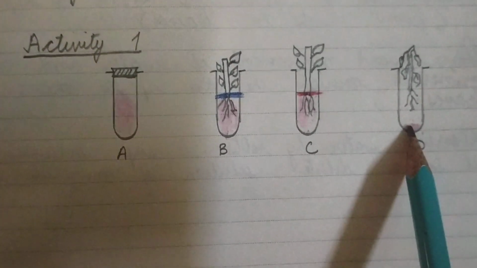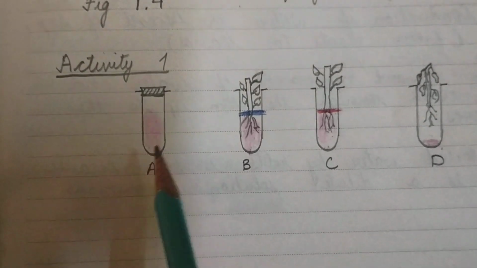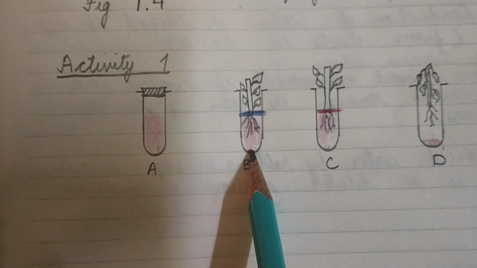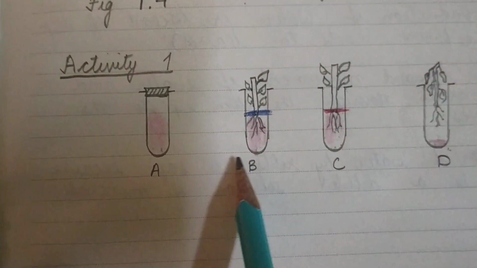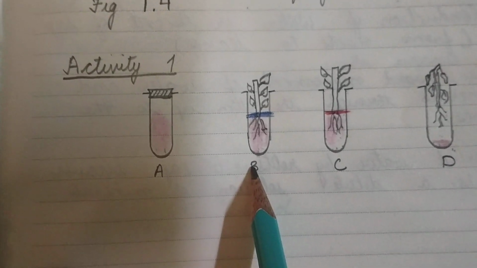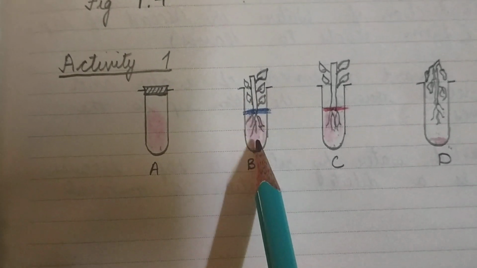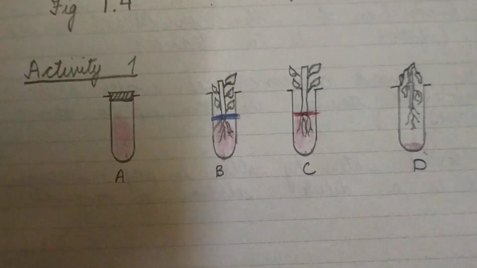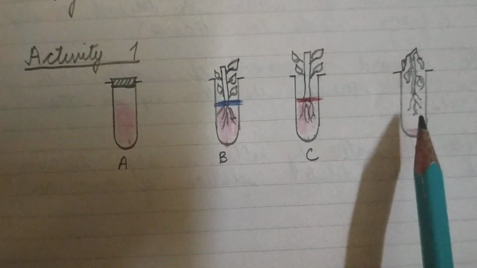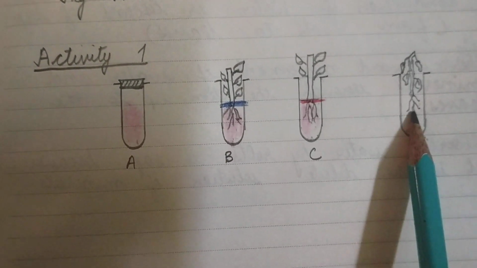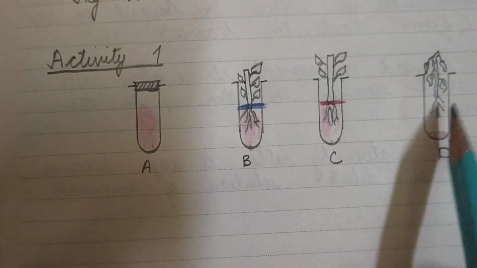So after some time we will see that there is no change in the level of test tube A, whereas there will surely be a change in the water level in B and C, and no change in D. But one more observation we will be able to make: in B, the twig of the plant remains fresh. In C also it is fresh, but in test tube D we can see that the twig of the plant is drooping down, it has started wilting.